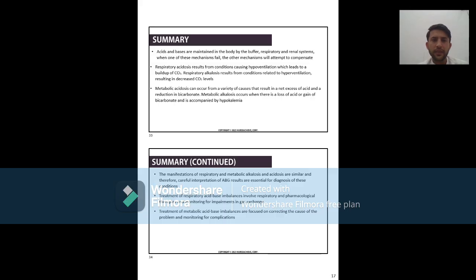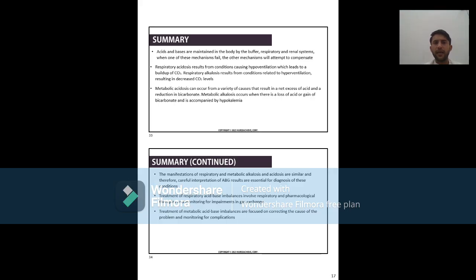This is the short summary of what we have discussed in great detail. Acid-base balance is maintained in the body by the respiratory and renal systems. When one of these mechanisms fails, the other helps to compensate. Respiratory acidosis results from conditions causing hypoventilation, which leads to a buildup of CO2. Respiratory alkalosis results from conditions related to hyperventilation, resulting in decreased CO2 level.